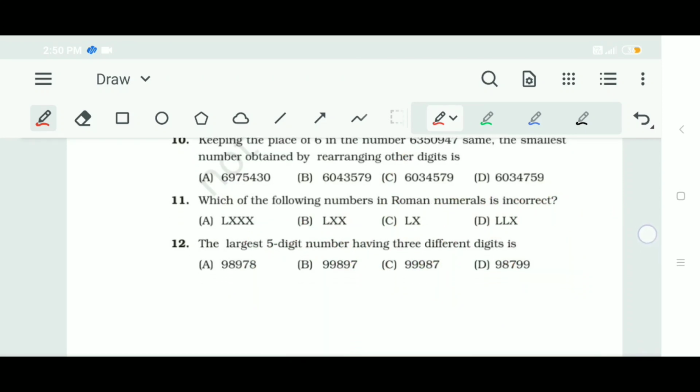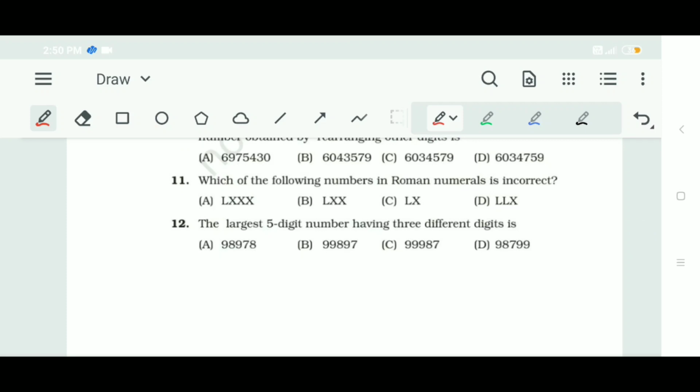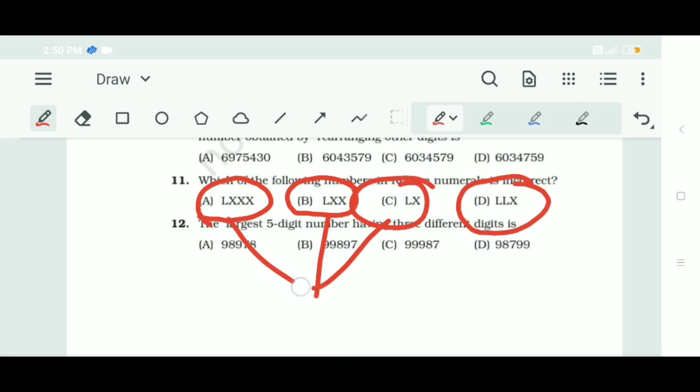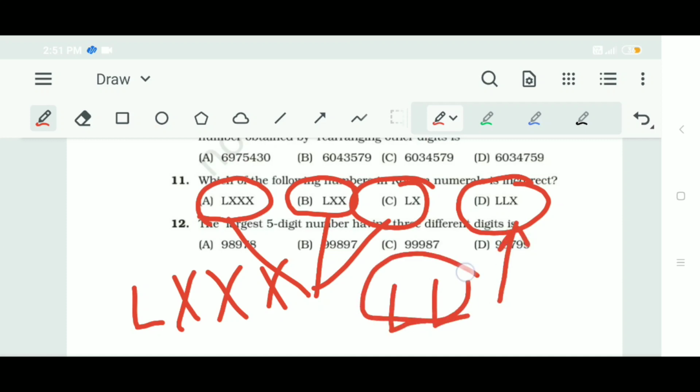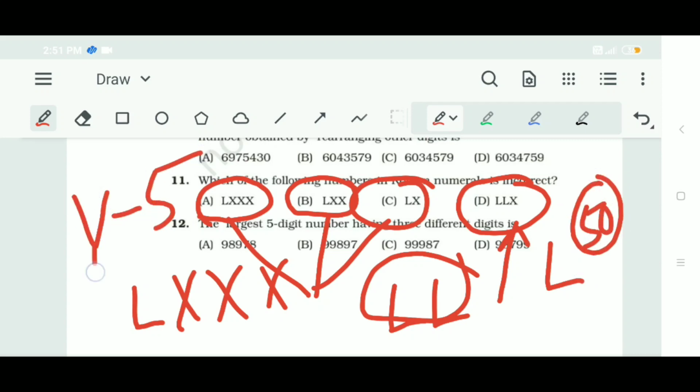Which of the following numbers, means question number 11, in Roman numerals is incorrect? 80, 70, 60 and LLX. All these are correct. Why? Because after L, X means tens are there, but here 2 L's are there. We cannot put or repeat L means 50. V means 5, L means 50, cannot be repeated. Okay, so wherever we are getting the repetition of L, that answer is incorrect. So in question number 11, option D will be the correct answer.